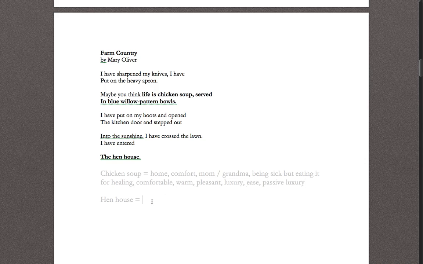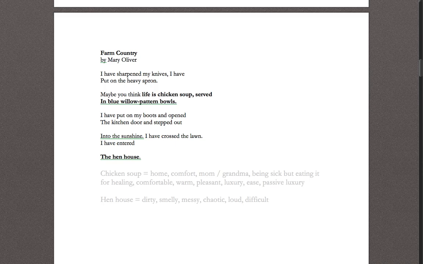Now let's look at the hen house. We don't get physical description here, but we can quickly imagine what the hen house is like. So many of us have never walked into a hen house, but it is easy to understand. Maybe we've seen it in movies or on television or pictures of it, or we've had a friend who's explained their experience of it. And so when we think of hen house, what do we think of? Dirty, smelly, messy, chaotic, loud, difficult.